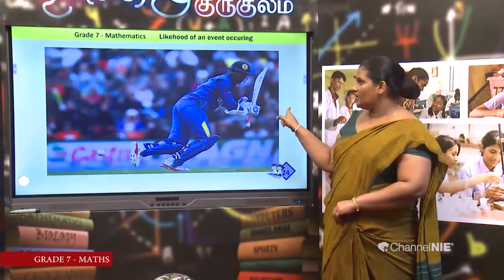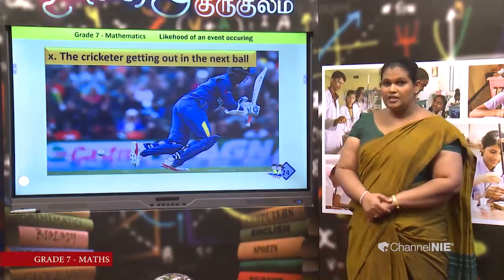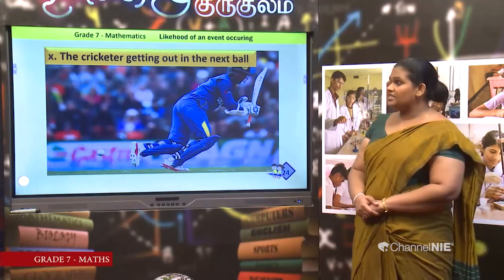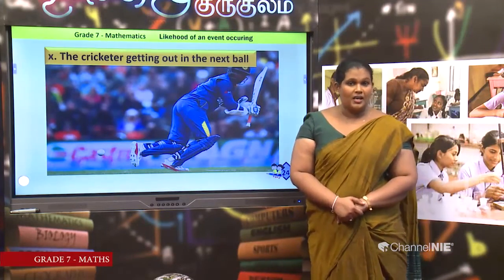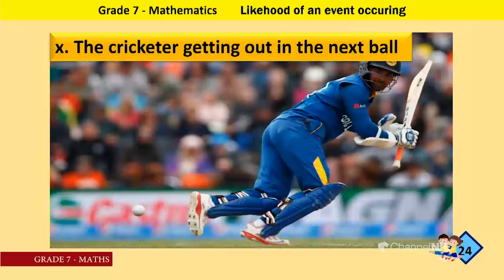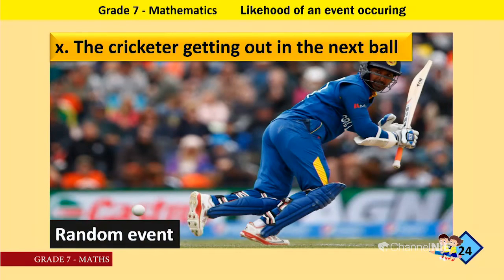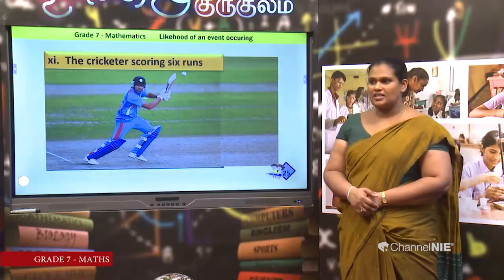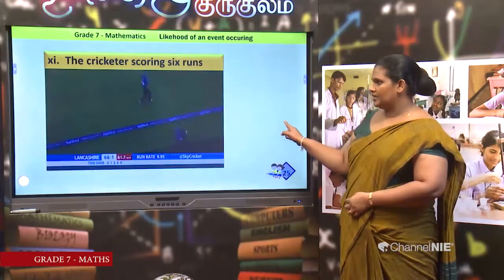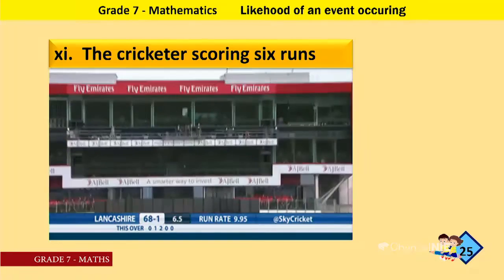Right. Now, here we can see a batsman. So, my event is the cricketer getting out on the next ball. Right. But here also we can't exactly say whether the cricketer is going to get out on the next ball or not. Isn't that so? We can't predict. Therefore, once again it's a random event. Next one, the cricketer scoring 6 runs. Right, just have a look at this video.